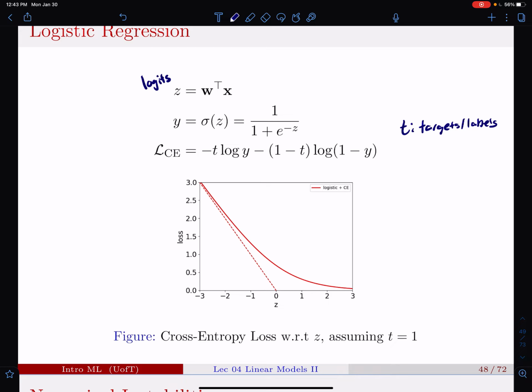This picture here is just saying asymptotically it's going to approach this curve here.